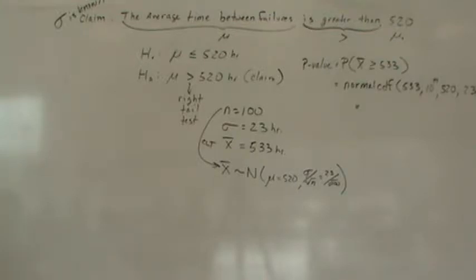Okay, so the mean, what's the mean? Mean is 520. Standard deviation is 2.3. And we want, let's see here, we want above 533.